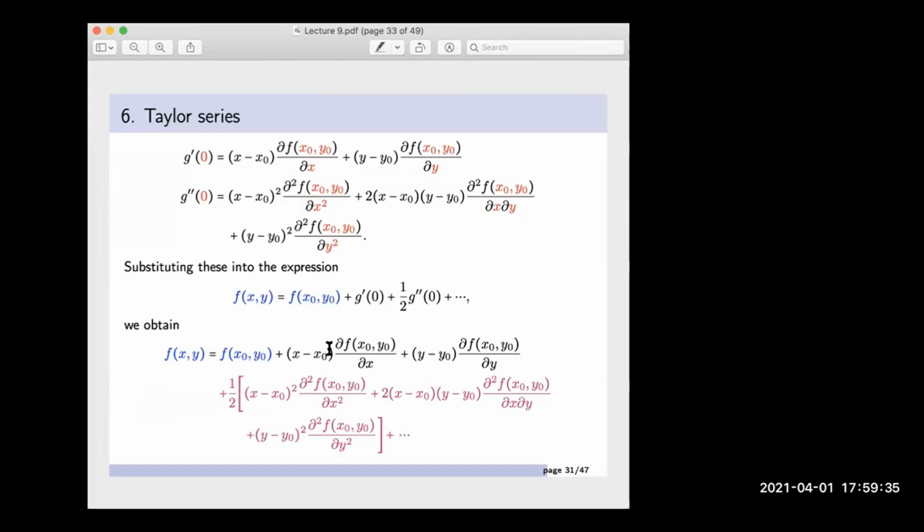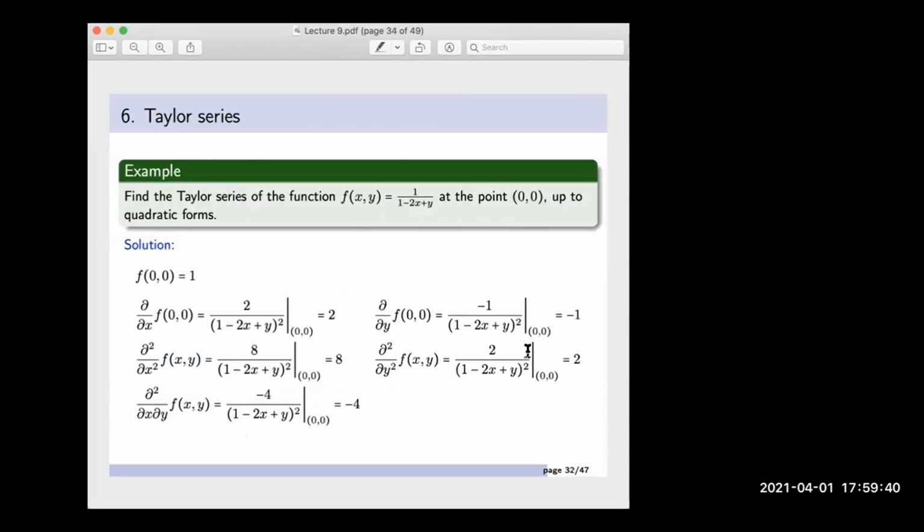So what we need to calculate is the partial derivatives at (0, 0). The function value is easy to compute. You simply set x and y to be 0, you get 1, right? And if you take one partial derivative in this expression, you would get a square of the denominator, and according to the chain rule, you get a 2 here. Now then you set x and y to be 0, you get a 2.